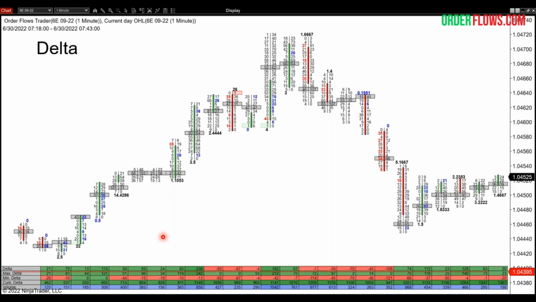So the first thing I'll talk about really quick is what I call the building blocks of order flow. There's delta, imbalances, and point of control. And delta, again, is the net difference between aggressive buyers and aggressive sellers in a bar.